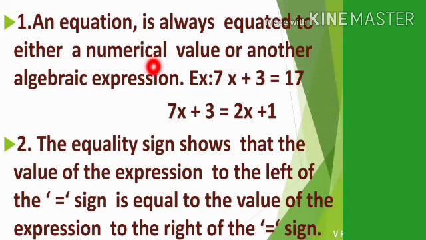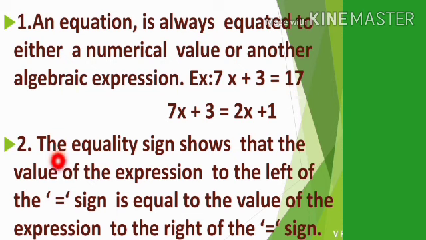An equation is always equated to either a numerical value or another algebraic expression. Here in the first example, this algebraic expression is equated to a numerical value 17. And in the second example, this algebraic equation is equated to another algebraic expression. So, in general, the right hand side of an equation is just a number.